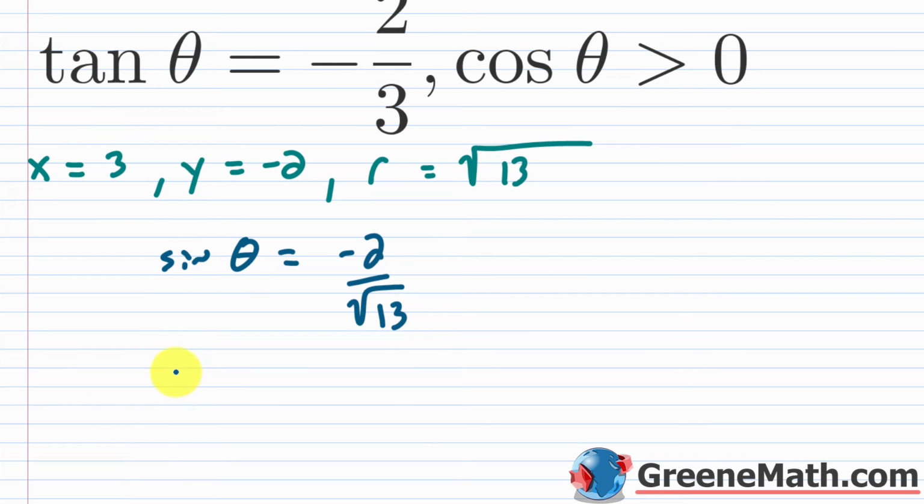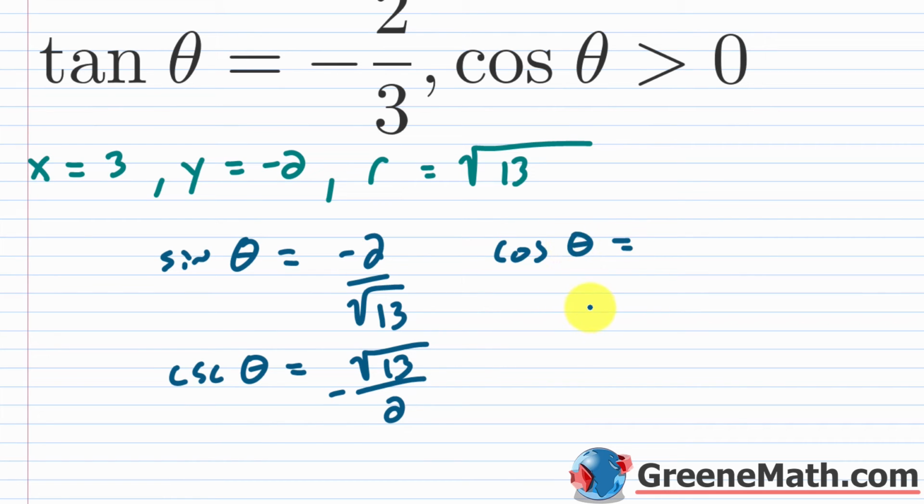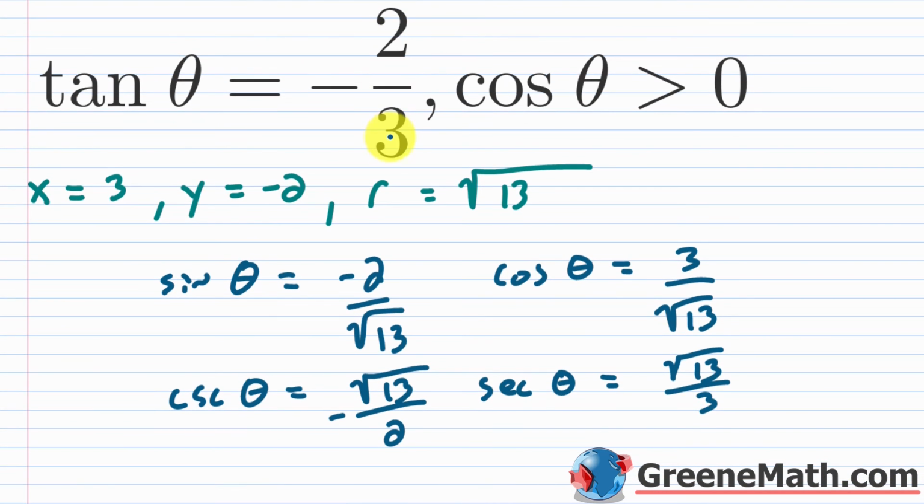Remember, we need to flip this guy, so the cosecant of theta is going to be the square root of 13 over negative 2. But let's put the negative out in front like that. Let's put our cosine of theta as x over r, so 3 over the square root of 13. Again, I'll rationalize the denominator in a moment. Then we have the secant of theta, which is going to be the square root of 13 over 3. And then we have our tangent, which is given as negative 2/3. So then the cotangent will be negative 3/2.